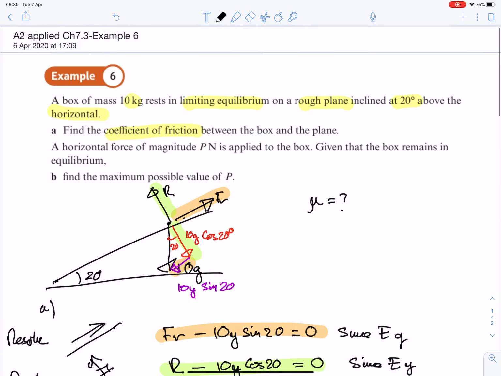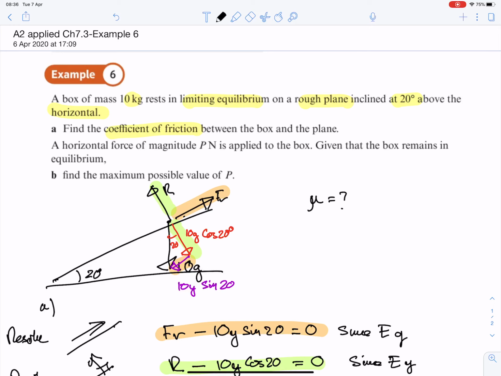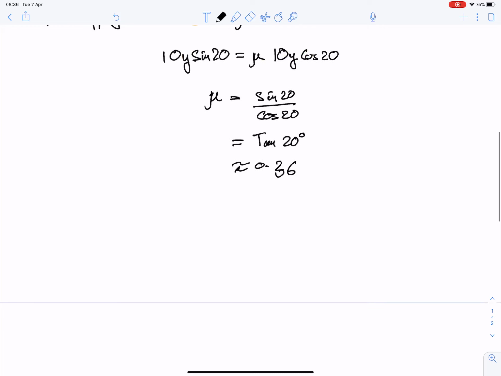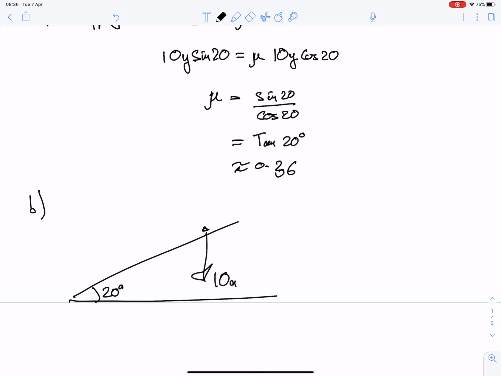Okay, go back. Have we answered all the question? No. All right, so a horizontal force of magnitude P is applied to the box. Given that the box remains in equilibrium, find the maximum possible value of P. Okay, so part B. We've got the same plane, the same angle, we've got the same weight of 10g. Pause it there. You can try now and add the rest of the forces onto that diagram. Have a go and then carry on playing the clip.